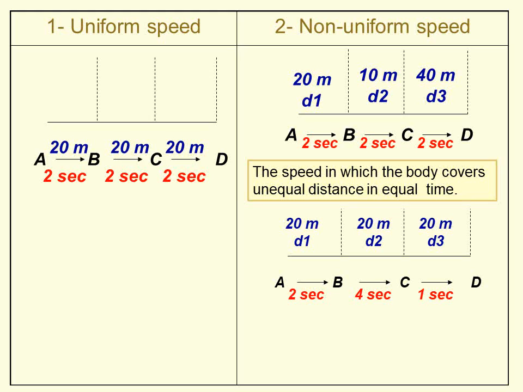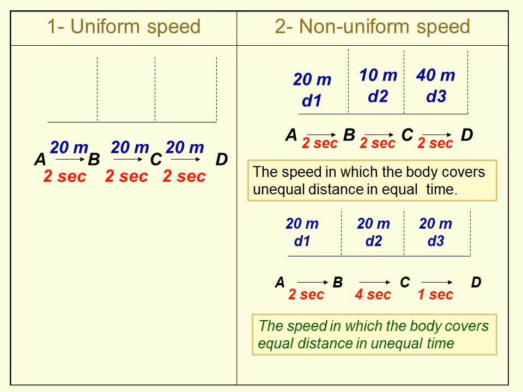In the second case, we have another object moving equal distance. It covers d1 equal d2 equal d3, 20 meters, but it takes different times: 2 seconds, 4 seconds, and 1 second. This means that here the speed is one in which the body covers equal distance in unequal time.